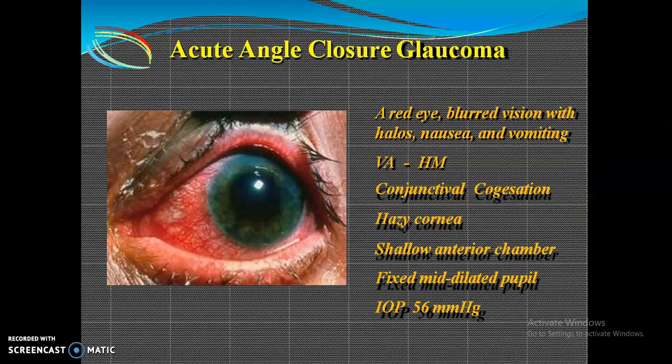Then the angle closure glaucoma, this we already dealt with, a red eye, blurred vision with the halos and the nausea and vomiting will be there, and there will be conjunctival congestion and the hazy cornea, then shallow anterior chamber, fixed mid-dilated pupils, and IOP will be 56 millimeters of mercury.